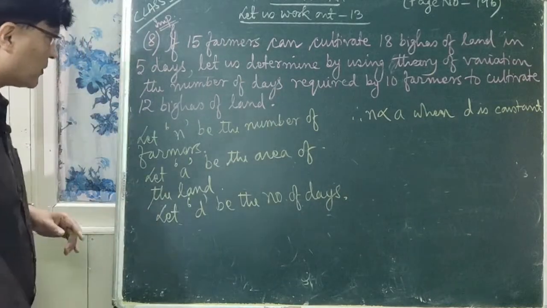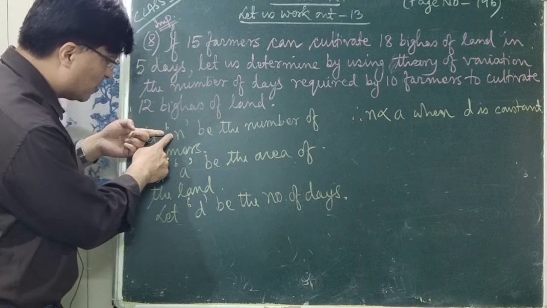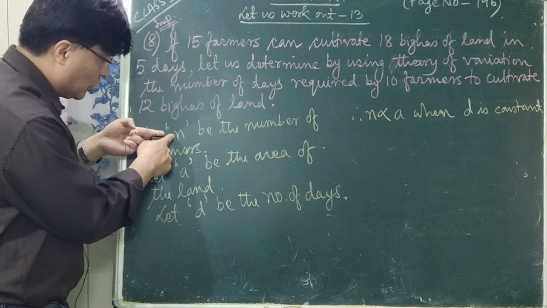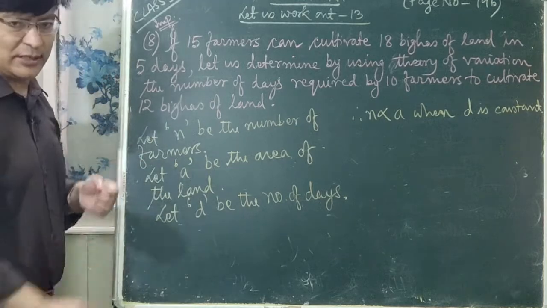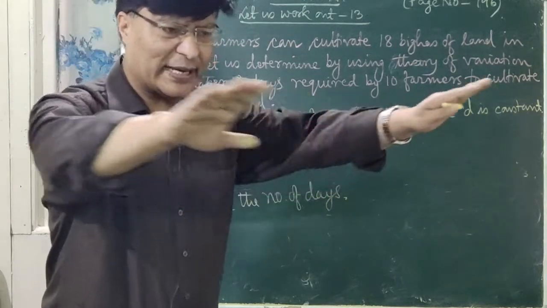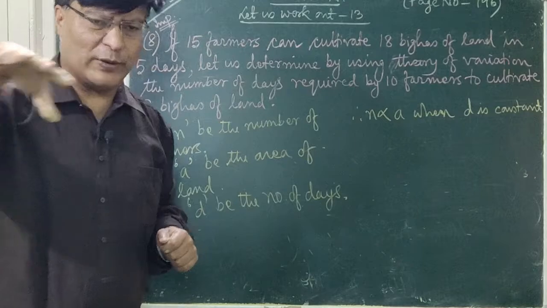Okay? Now let us check the relation between N and D. Number of farmers र number of days मा के रिलेसन छ? When A is constant. अब कुनै एउटा एरिया जोड्नुस् है. कुनै एउटा एरिया, त्यो एरिया चाहिँ फिक्स छ अरे.